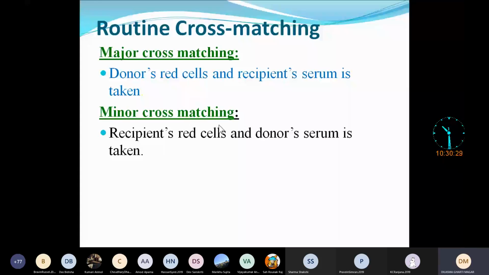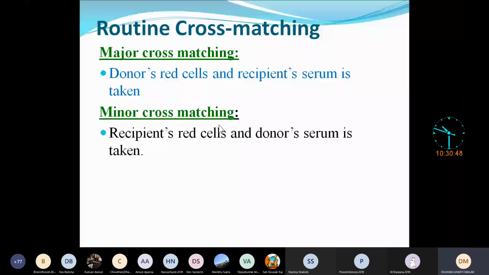In major cross matching, more amount of the RBC is going from the donor, isn't it? So that's why we take the donor's red cells and then the recipient's serum or the plasma. But in case of the minor cross matching, donor serum and then the recipient's red cells are taken. So that is the minor cross matching.